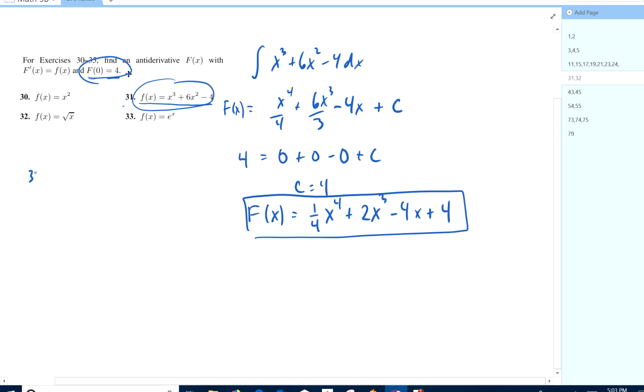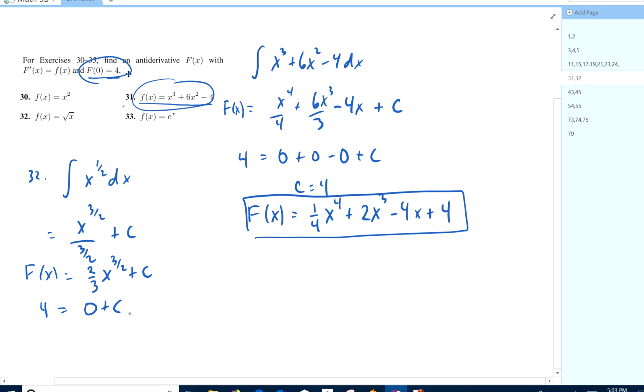So 32. The antiderivative of the square root of x, which is x to the 1/2, is x to the 3/2 divided by 3/2 plus a constant. So it's 2/3 x to the 3/2 plus a constant. That's my capital F of x. When x is 0, I want it to equal 4, so in this case we're going to get 0 plus c, so we get c equals 4 again. So capital F of x would be 2/3 x to the 3/2 plus 4.